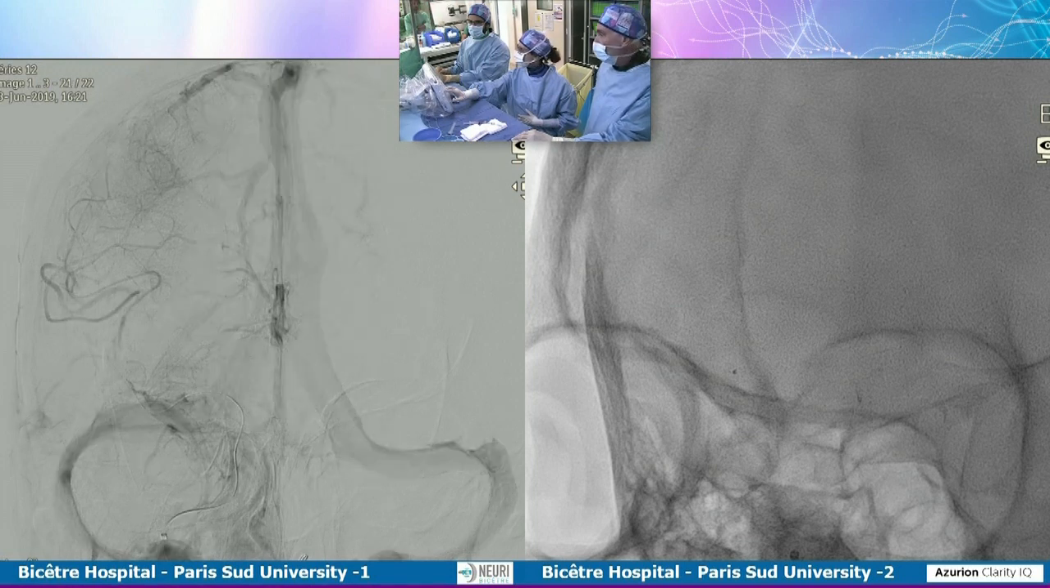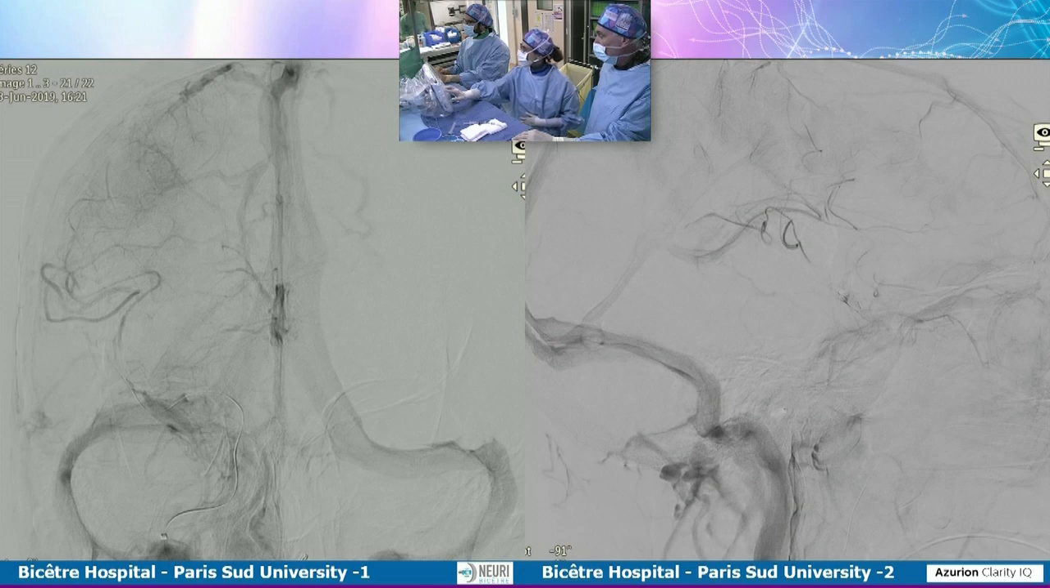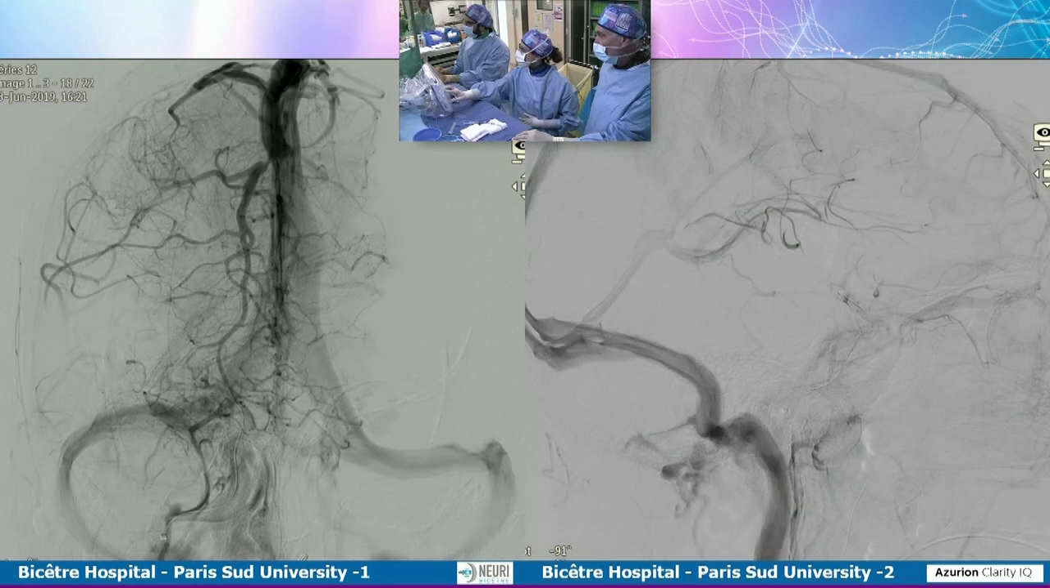Jacques, we don't have the lateral view, but I will display it. Okay, I think we'll have it now. Lateral view. Yeah, okay, we have it now. So now you have the lateral view.